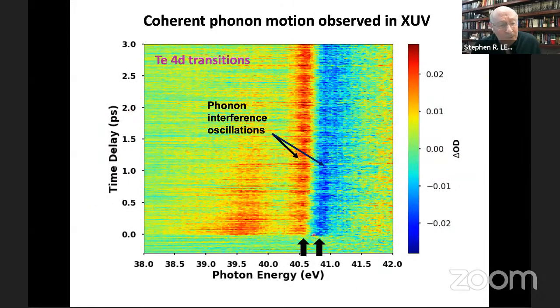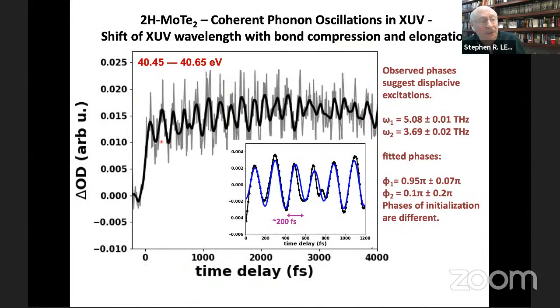So here are those phonon interference patterns occurring as they're collectively moving in and out. The XUV has a change in absorbance. So it recognizes that through the eyes of the tellurium, that this wave is compressing and elongating and changing the frequency of the XUV absorption. And then we see what looks like beating here, of the coherent superposition of these phonon motions. And here you can see it much better in the line out. So if it doesn't look believable in the color map, you see it just super clearly here, how it's oscillating.